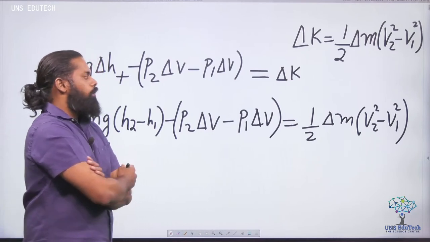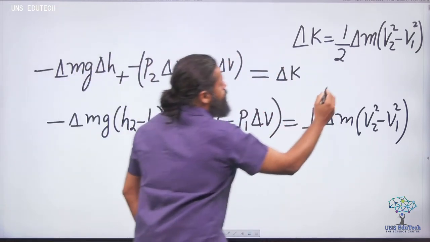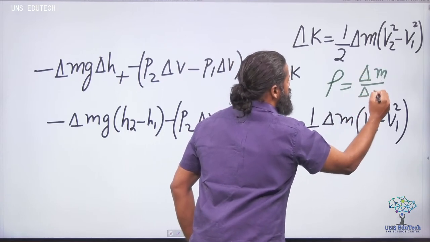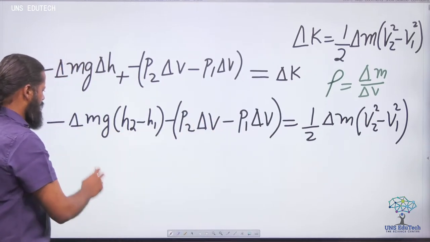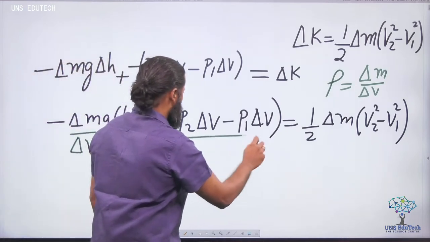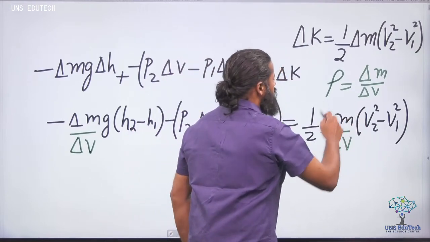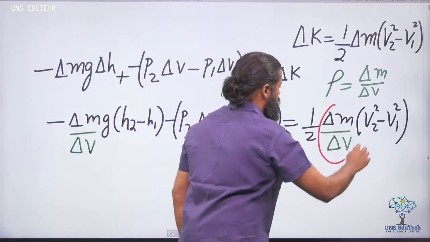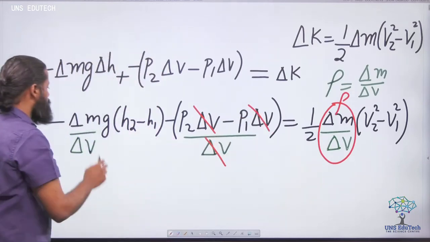You already know mass density. What is the definition of density? The density is equal to delta mass by delta volume. Do one thing: divide everywhere with delta volume. I am dividing this part with delta volume, here also, and here also. So you know that this quantity becomes rho, density, and this part will cancel out, and this part becomes rho.